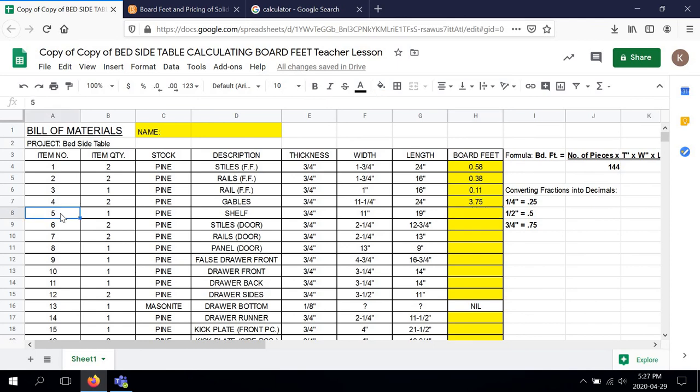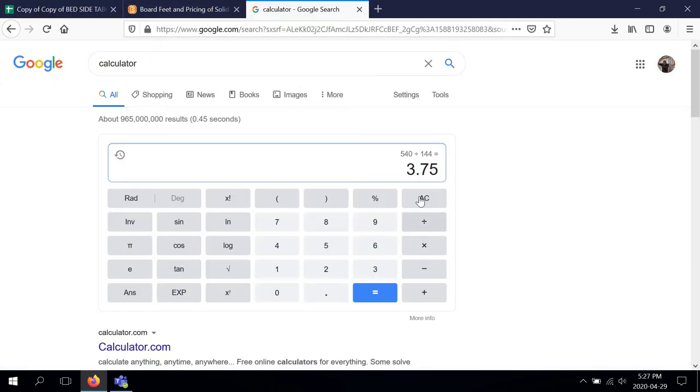Okay, let's do one more. Let's do item number 5. This is going to be 1 for number of pieces times 1 times 11 inches times 19 inches divided by 144. So 1 times 1 times 11 times 19 divided by 144 equals 1.45. Okay, so again, we're only taking this much with us.